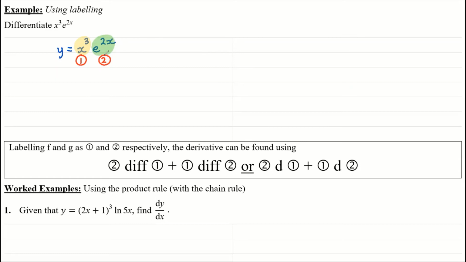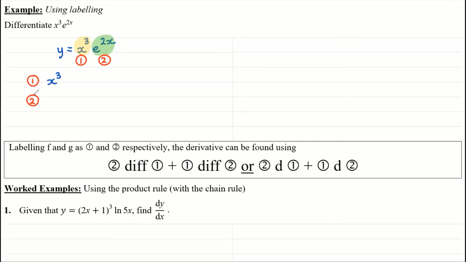So the first thing to do is we need to differentiate these two functions separately. Okay, so if I just write down function 1, we'll write them down separately. So this is going to be x cubed, okay, and function 2.